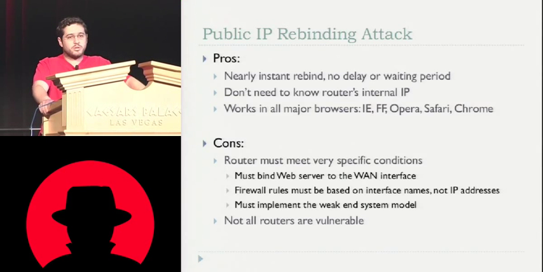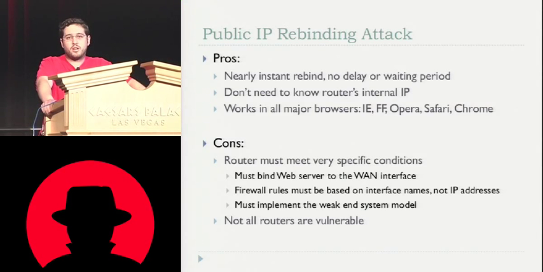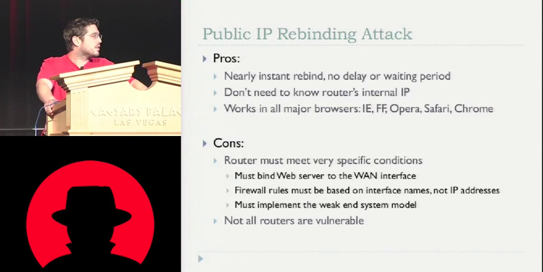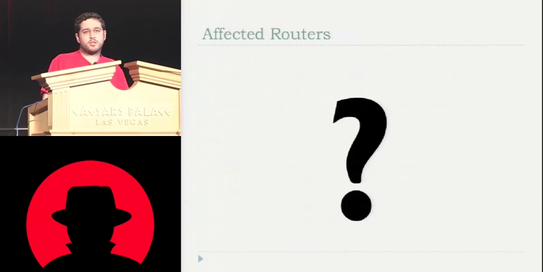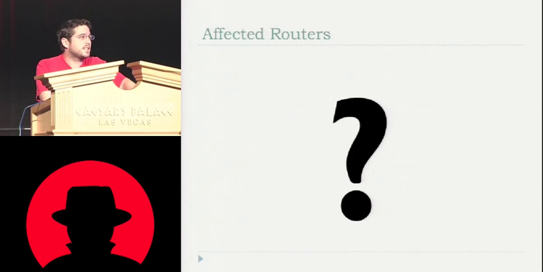The firewall rules on the router have to block based on interface name and not destination IP or some similar configuration. And the router also has to implement the weak end system model. So obviously not all routers are going to be vulnerable to this. So the question is, which routers are?